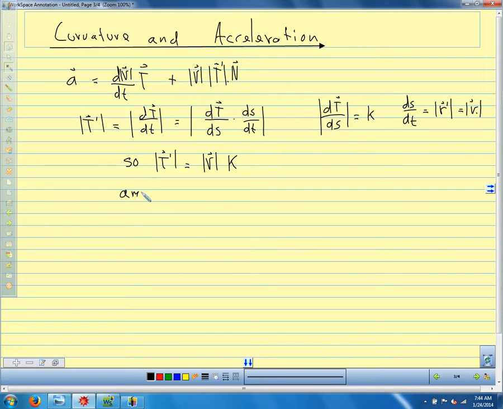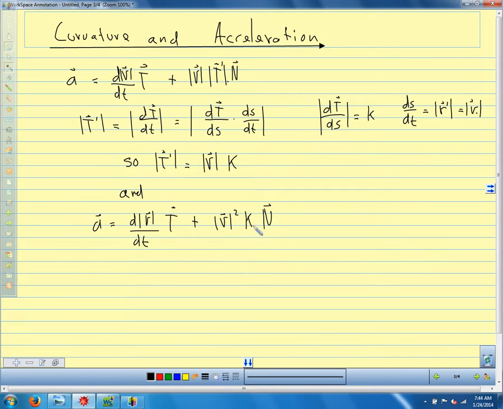And we substitute this into this expression, and the acceleration is the rate of change of the velocity with respect to time times our unit tangent vector, our scalar acceleration, plus the magnitude of v squared times k times our unit normal vector. So we can write our acceleration in terms of our curvature.